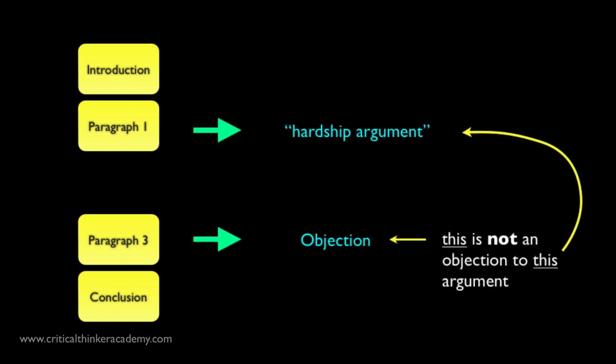The first thing I want to point out is that the objection considered in paragraph 3 isn't really an objection to the hardship argument given in paragraph 1. Remember, the hardship argument is based on the claim that some students would be disadvantaged by the loss of their laptops, and the claim that teachers shouldn't adopt policies that unfairly discriminate against certain students. The objection considered in paragraph 3 doesn't address either of these claims. The objection does challenge the main conclusion, the main thesis of the essay, but it's really a separate argument against the conclusion. It's not targeting the premises or the logic of the argument given in the first paragraph.